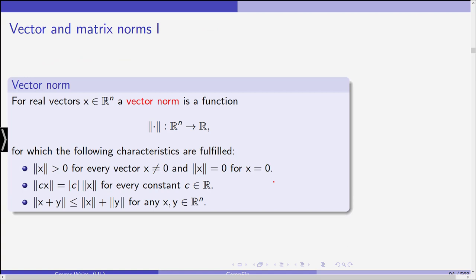A matrix norm, we start with a real vector x. A vector norm is a function on the set of real n-dimensional vectors into the real numbers, for which we have the following characteristics fulfilled. The norm of x is larger than zero for every vector that is not zero, and the norm is zero for x equal to zero. If we have a constant c, you can take it out of the norm of c times x, and we have a triangular inequality. The norm of x plus y is smaller or equal to the norm of x plus the norm of y.